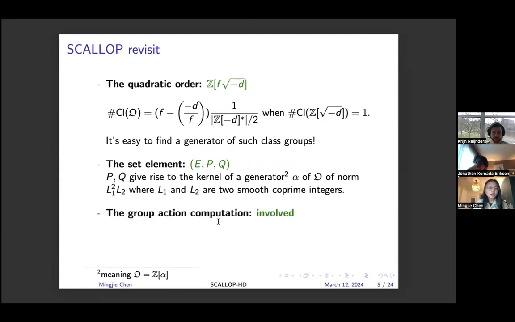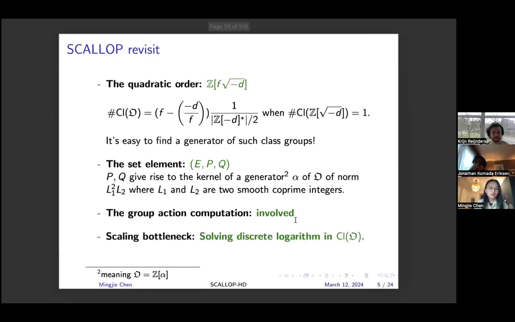And the group action computation in SCALLOP is a little bit involved. By group action computation, I mean that given an ideal and E, P, Q, we need to find another elliptic curve and 2 more points, E prime, P prime, and Q prime, where P prime, Q prime represent the induced orientation. This is involved because in SCALLOP, they cannot guarantee that the ideals considered have norm coprime to this big L1 times L2. So that makes the group action computation algorithm quite complicated.